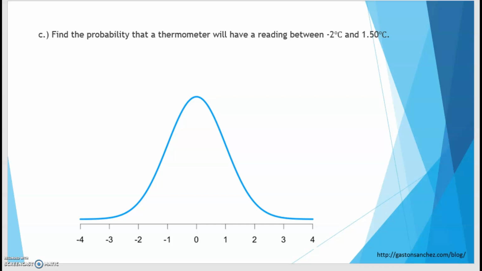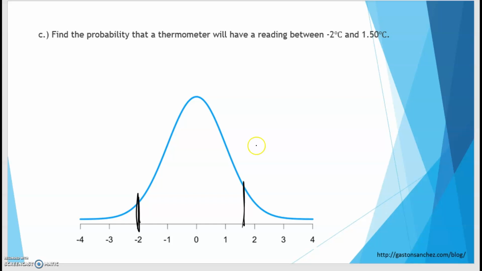All right, part 3 is we're going to look at between two values. So find a reading between -2 and 1.50. So here's -2 and here's 1.50. So what we're going to have to do is find the probability for that z-score for both of those numbers.